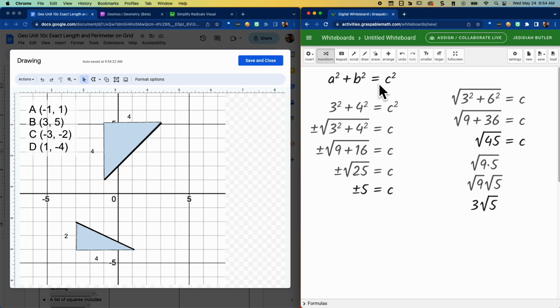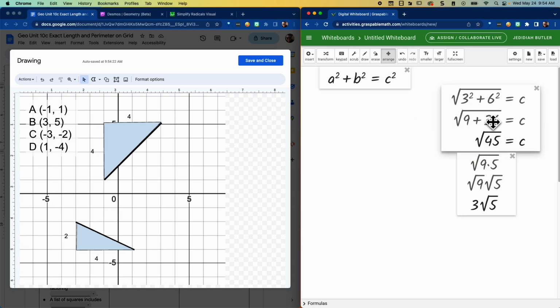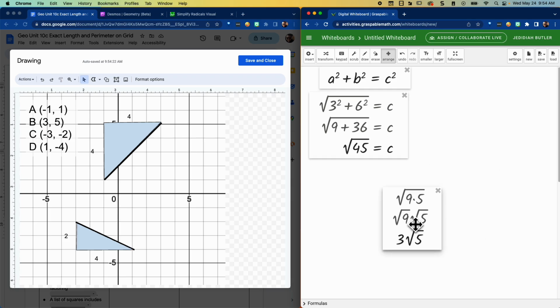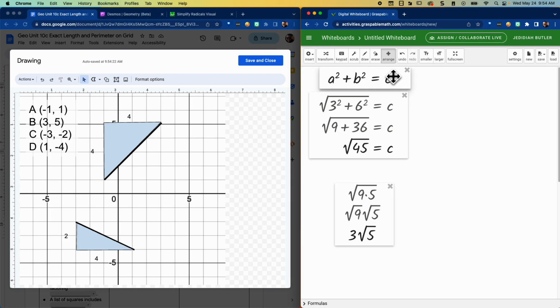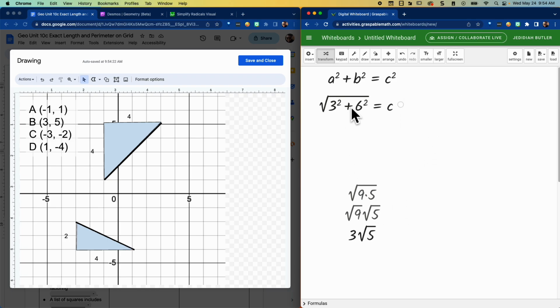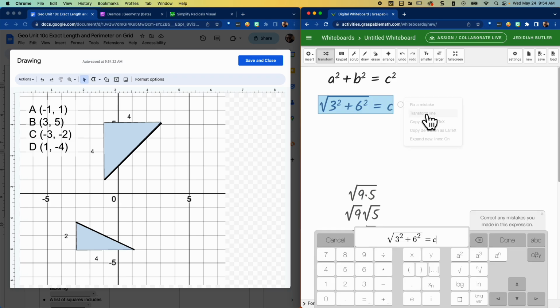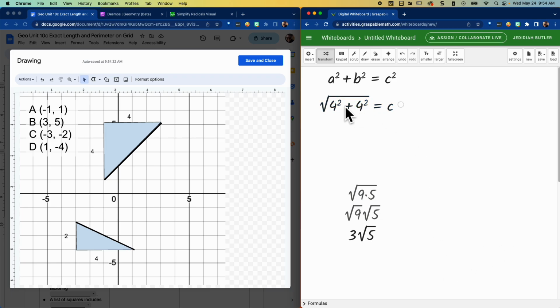I'm going to delete this. And for this one, I'm going to go back to this line. And I'm going to change this, instead of 3 squared plus 6 squared, it's going to be 4 squared plus 4 squared. And let's see what that does. Well, 4 squared is 16. 4 squared is 16. Add those together, I get 32.